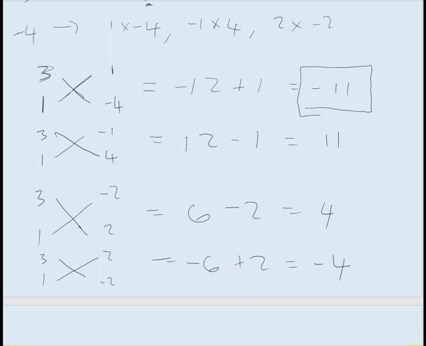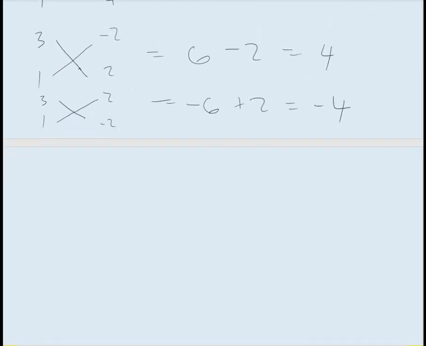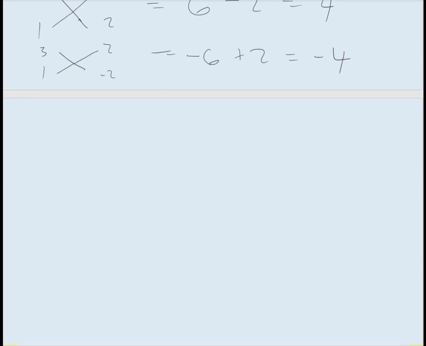Because that's the coefficient of our middle term in the quadratic equation. So we want the combination where 3 multiplies with negative 4 and 1 multiplies with 1. So inside our linear brackets here, let's write it again from scratch. We've got 3x squared minus 11x minus 4 is equal to 0.